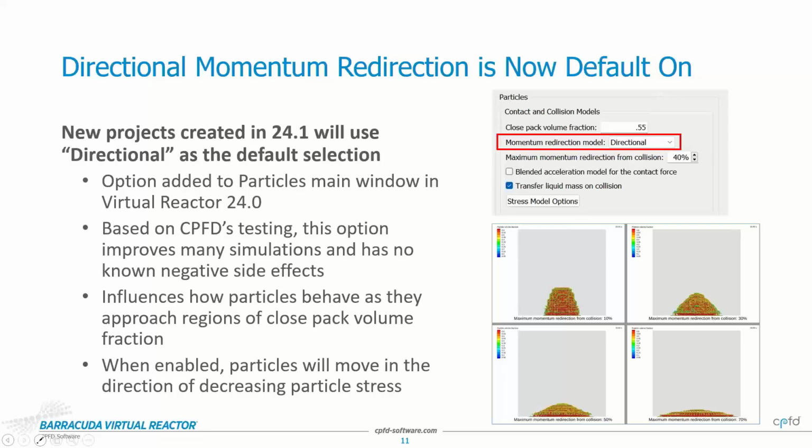This option influences particle motion in regions near close pack. The directional option causes particles to move in the direction of decreasing stress, as opposed to the previous default of random directionality. We found that Virtual Reactor is able to give better results in terms of angle of repose, as shown on the image in this slide, when this option is selected, and that other aspects of particle motion can also be improved.